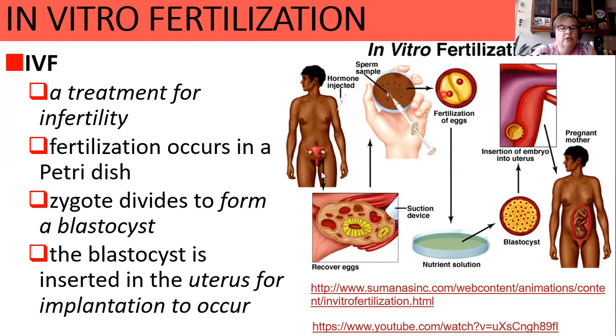This could be eggs from a donor, or this could be mom's eggs, depends on what the situation is of infertility. This could be implanted in mom, or this could be implanted in a surrogate, okay? So the blastocyst gets implanted. It's not a fertilized egg that gets implanted. It has to be in the blastocyst form.